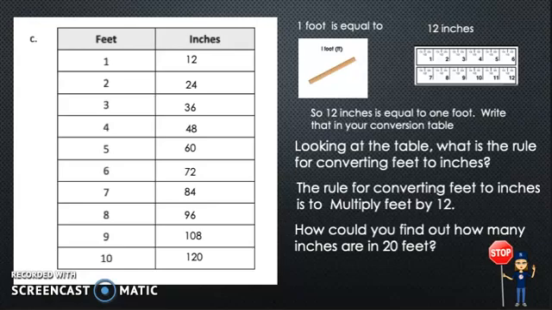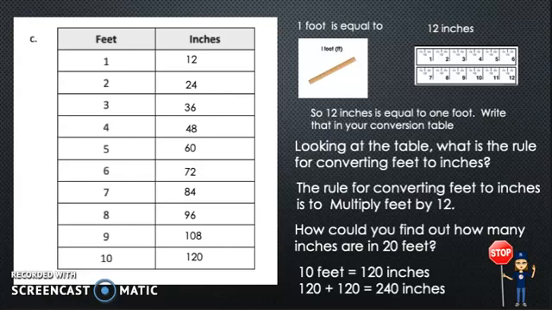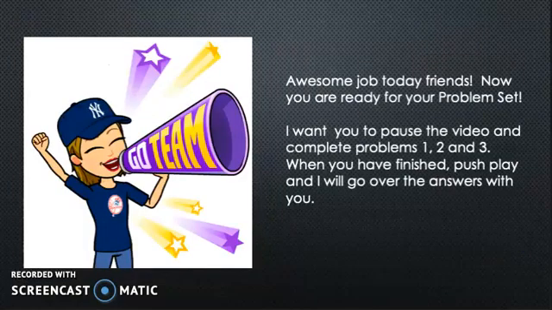Okay, friends, are we ready? I saw from my conversion chart that 10 feet was equal to 120 inches. So I doubled that to find 240 inches total. 10 feet was equal to 120 inches, so 120 plus 120 is 240 inches. I could have also taken 120 and multiplied it by 2. Did you get that answer? Great job, friends.